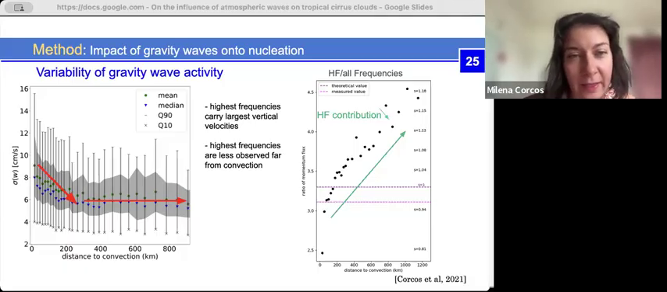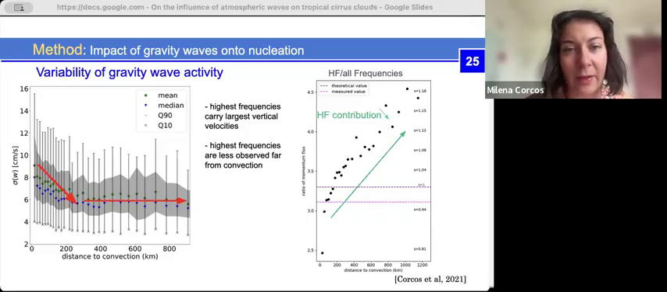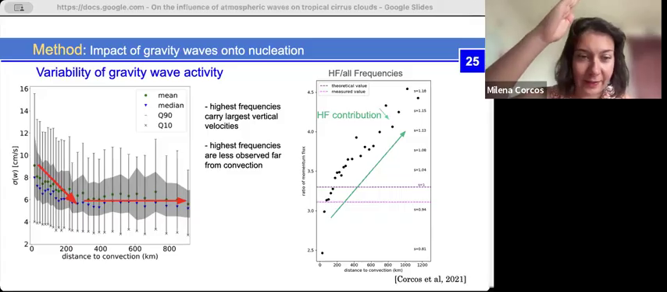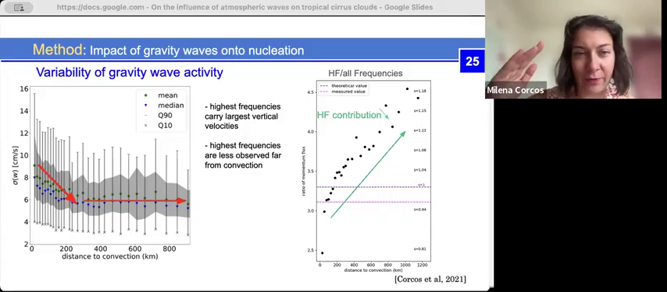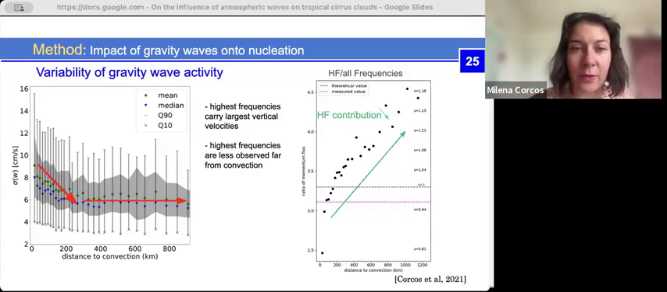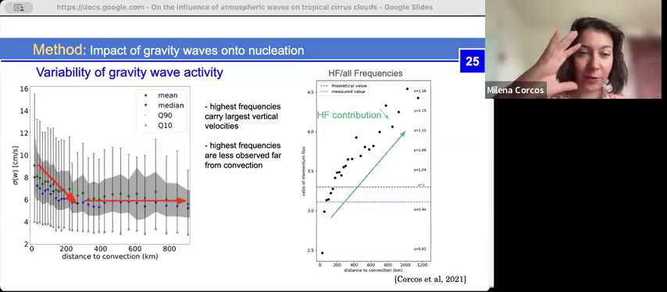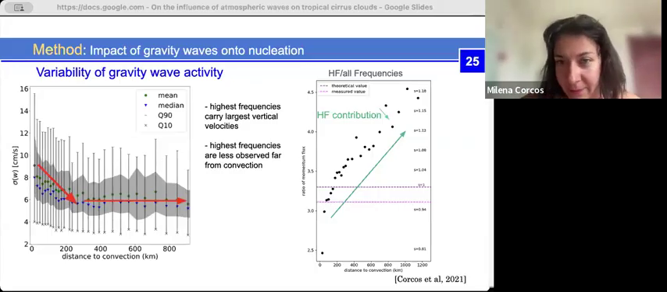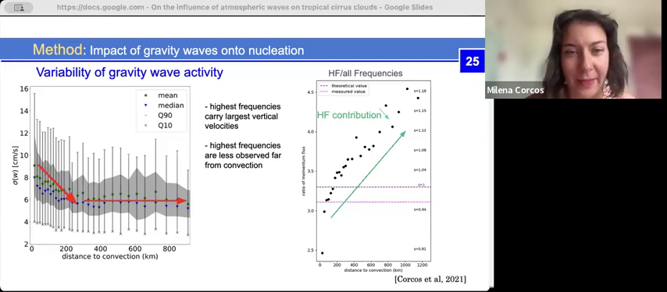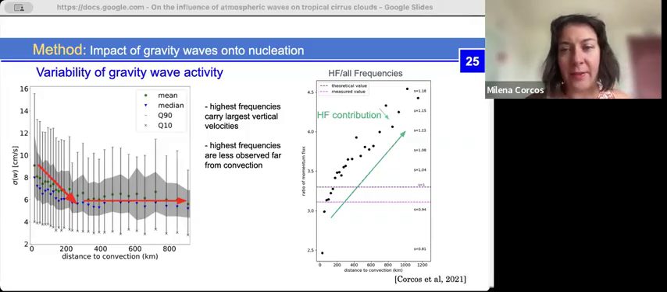And so on the left, I'm showing this standard deviation of vertical velocity as a function of distance from convection. You can see how it decreased kind of steeply in the first 200 kilometers. So the gravity wave activity is stronger close to convection. And then the right panel is a bit trickier. It shows more the spectral content of the wave field that we observe as a function of distance to convection.